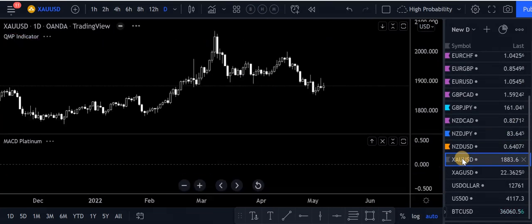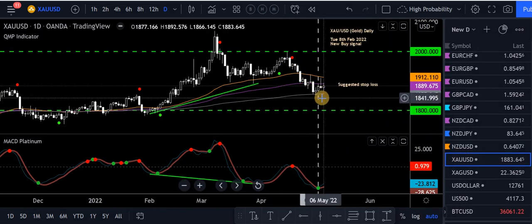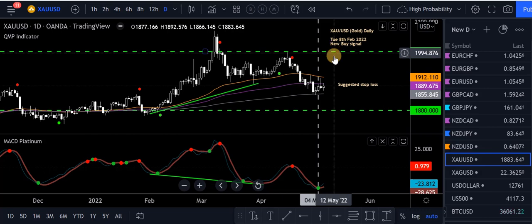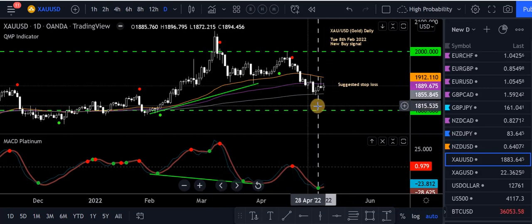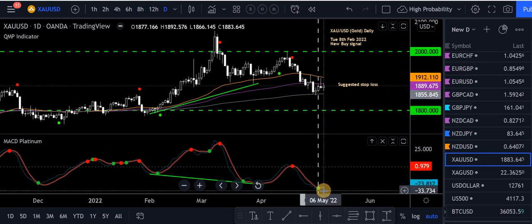Now, gold. Still kicking myself, and I'm taking that sell up here, but that's nothing happening. No trades on at the moment. We're stuck between the 2,000 and 1,800 level at the moment. We've got a warning signal here for a potential buy setup.